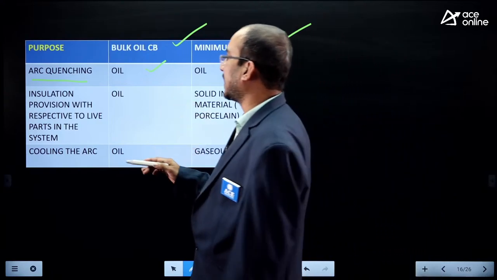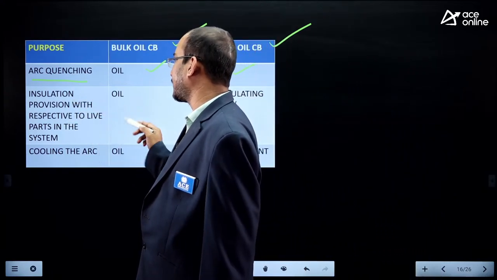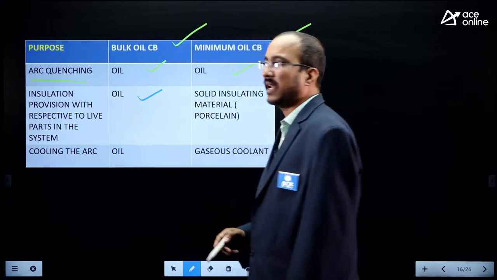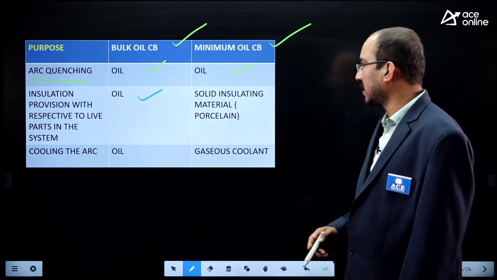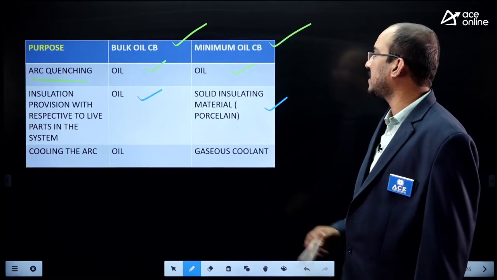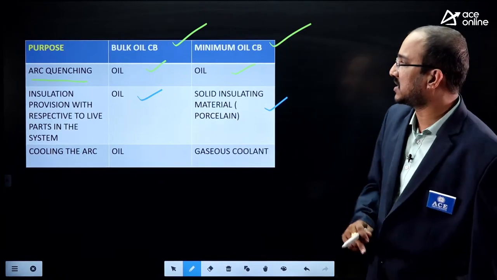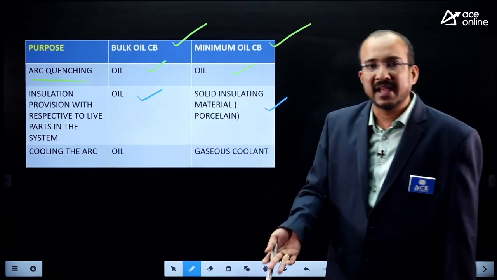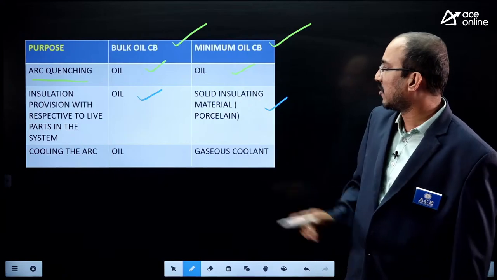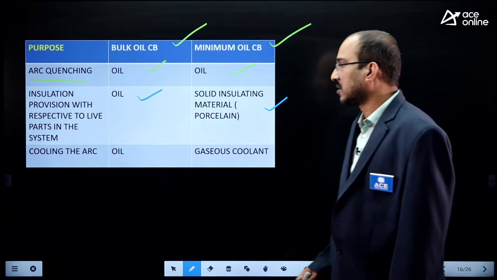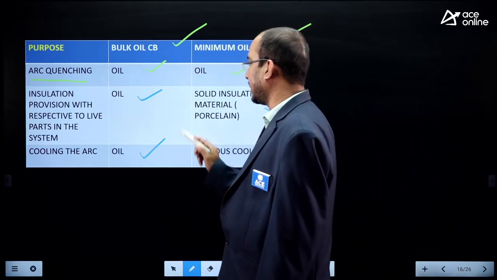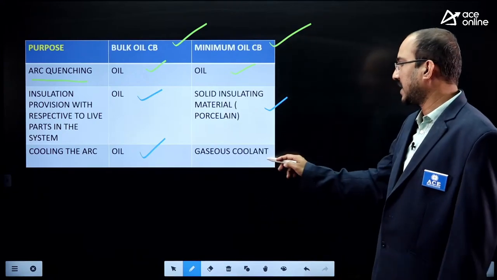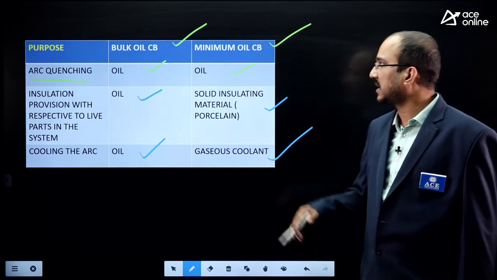And observe the second comparison. Insulation provision with respect to live parts, that is oil in case of oil circuit breaker, and solid insulation is used in case of minimum oil circuit breaker. Insulation provision with other live parts, it is done by what? Solid insulation. Cooling of arc, in bulk oil it is oil circuit breaker. Gaseous coolant is used in case of what?